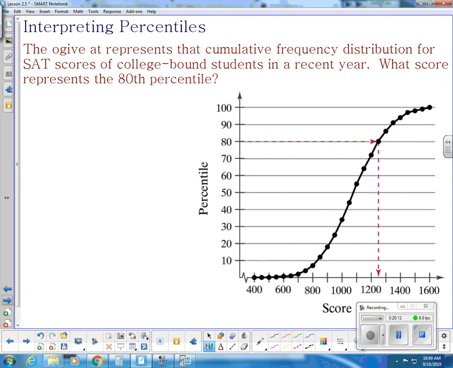If you're looking at this cumulative frequency distribution, we want to know what score is at the 80th percentile. So again, this is a cumulative frequency distribution, so these are all percents. So we can go to 80, go across, hit our graph, and drop down, and it tells you what score you're at. So you're at about 1250, right? So if you're at the 80th percentile, then you scored approximately 1250 on the ACT or SAT. Those cumulative frequency graphs are kind of nice to do these things with the percentiles.